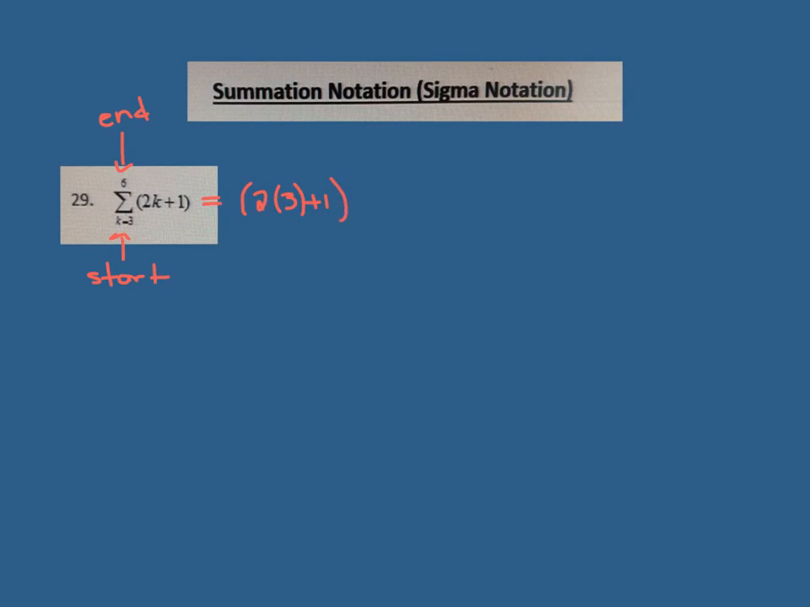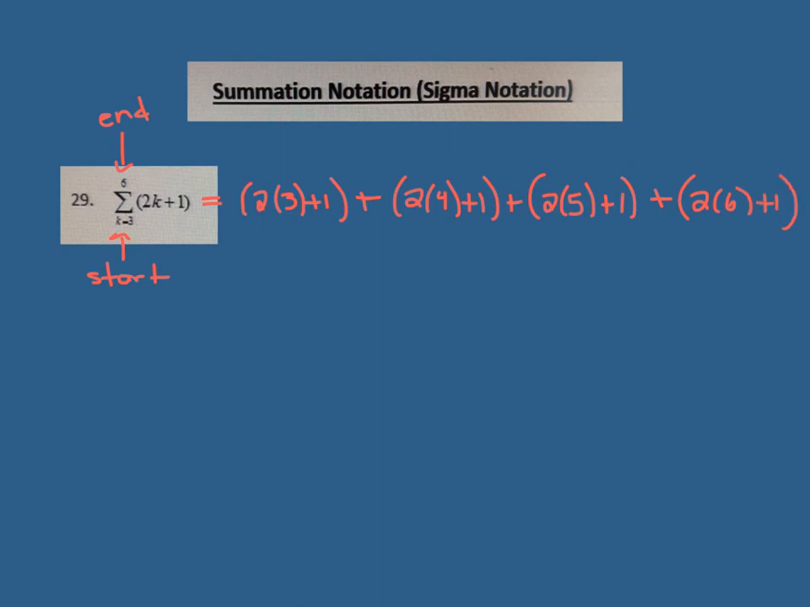Okay, now we're going to add to that what we get when we place the next consecutive integer after 3 in for k. So the next consecutive integer after 3 would be 4. So now we're going to add to that 2 times 4 plus 1. Okay, now we're going to plug in the next consecutive integer. So we're going to do 2 times 5 plus 1. We're going to keep replacing the k with the next higher consecutive integer until we reach our ending number, which is the number on top of the sigma symbol. That's going to tell us where we're going to stop. So once we do 2 times 6 plus 1, that's where we're going to stop.